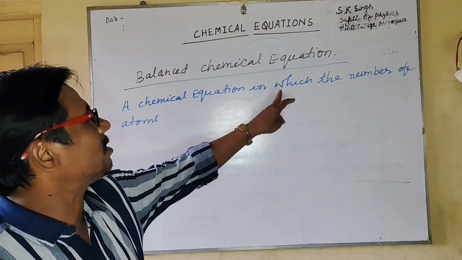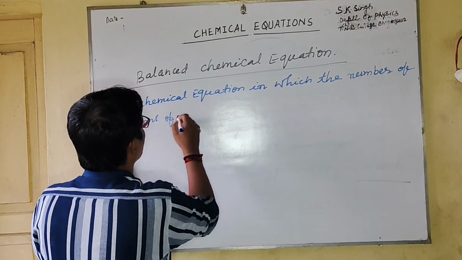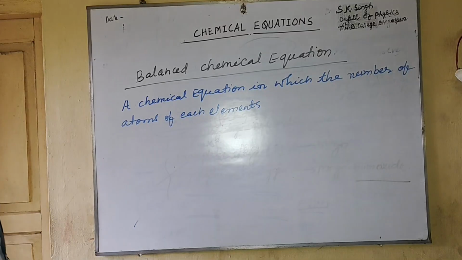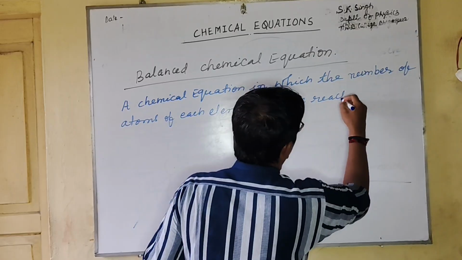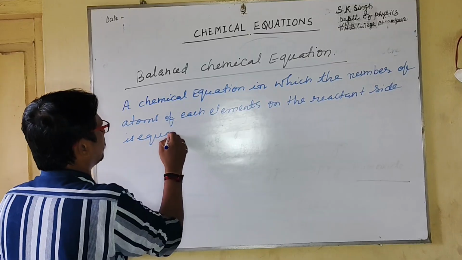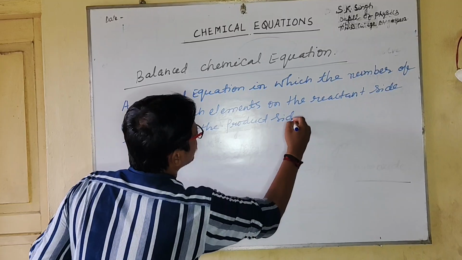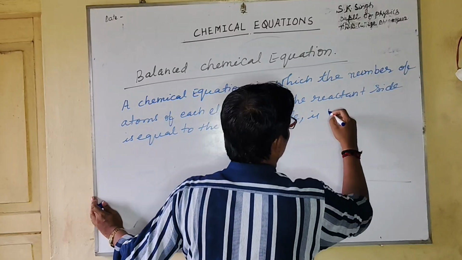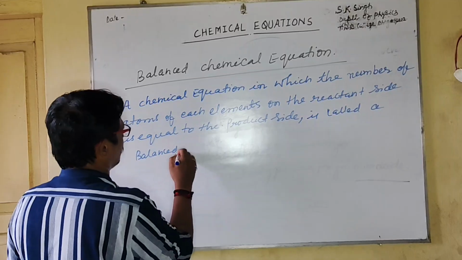So a balanced chemical equation is a chemical equation in which the number of atoms of each element on the reactant side is equal to that on the product side. So this is called a balanced chemical equation.